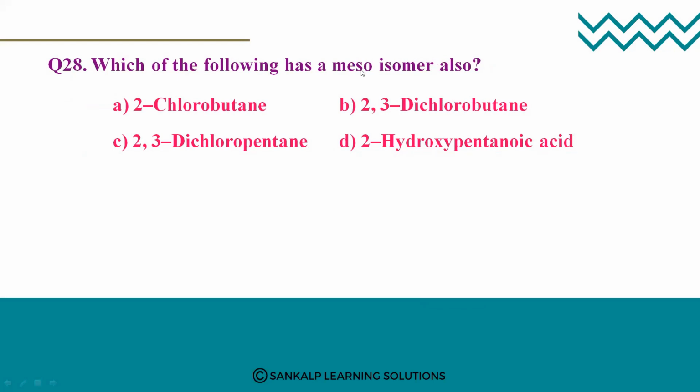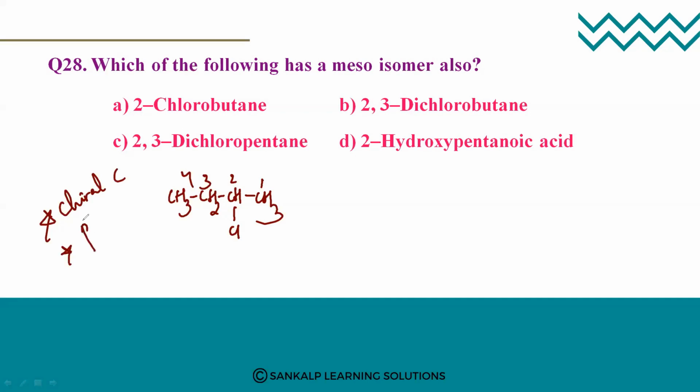Next one: which of the following has a meso isomer also? Which of the following will have a meso isomer also? So which will be having a meso isomer? 2-chlorobutane. I'll write the structure: CH3, CH2, CH, Cl and CH3. 1, 2, 3, 4. Butane, so 1, 2, 3, 4. So for a meso isomer, what is the condition? It should have a chiral carbon and it should have a plane of symmetry. So these are the conditions for a meso isomer.